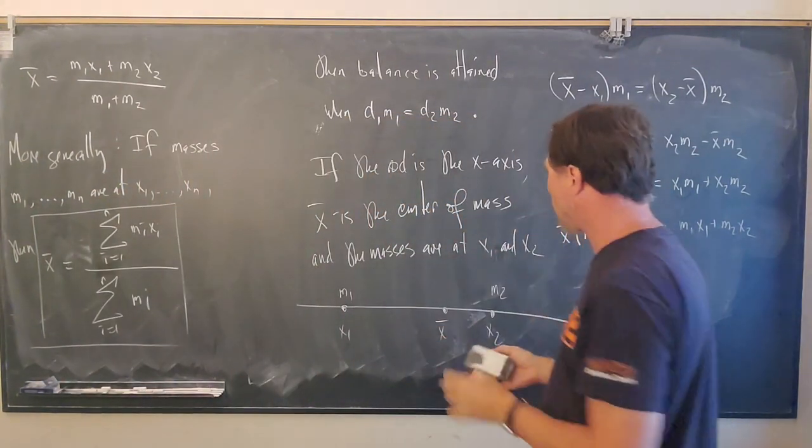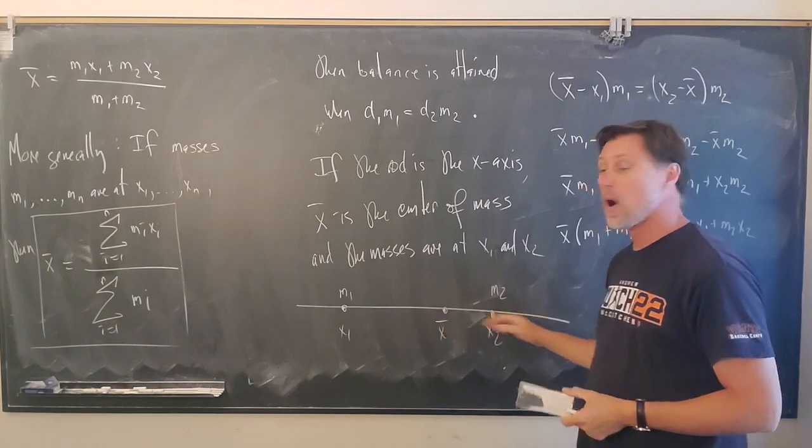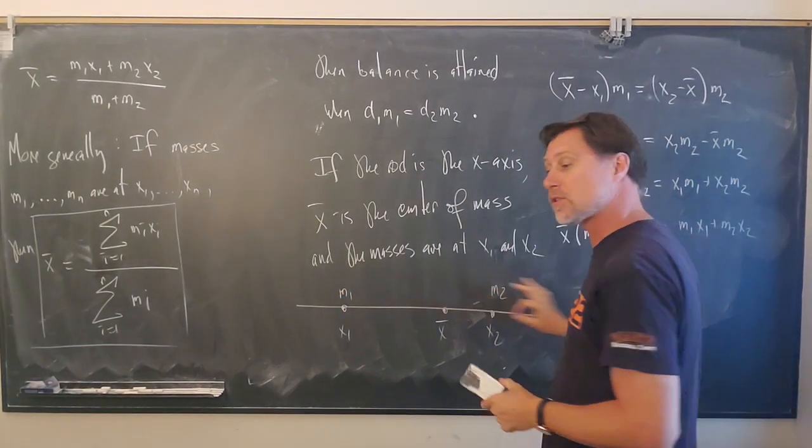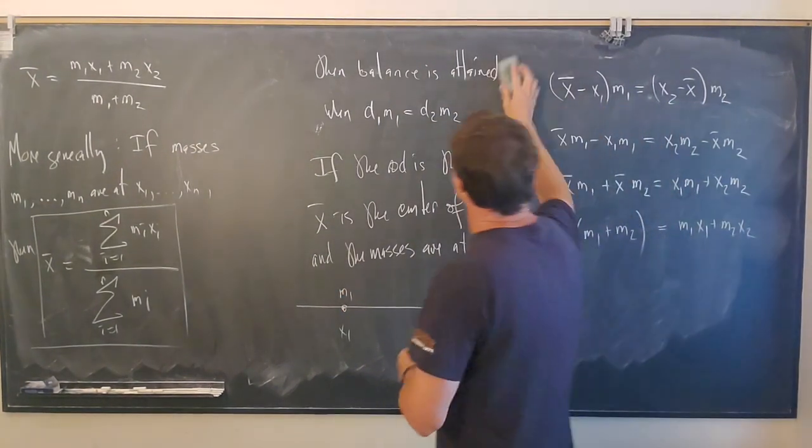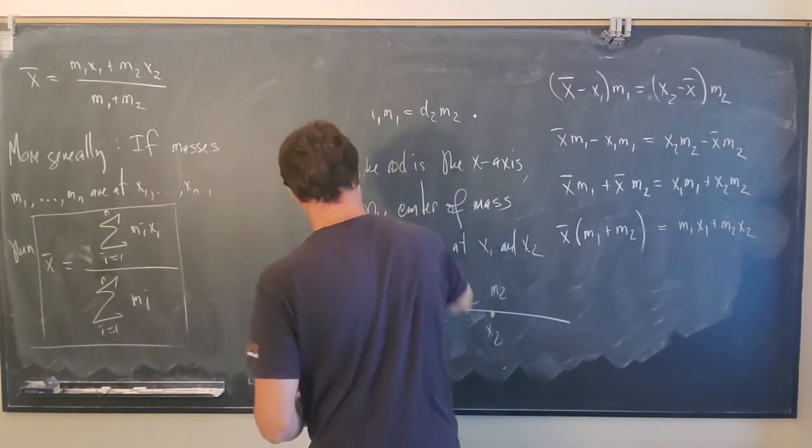What we've done is we've talked about center of mass in the one-dimensional case, when all of the masses are in a line. Now we'd like to move this to the two-dimensional case.